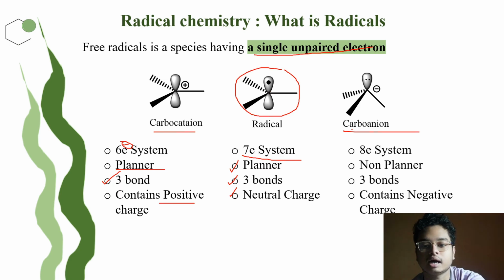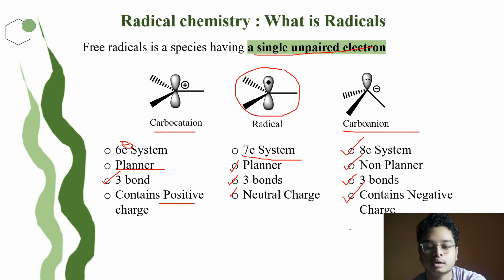In the case of a carbanion, the p orbital contains 2 electrons, and to maintain the valency it contains a negative charge. The overall species is an 8 electron system, and it is non-planar, a pyramidal one, with 3 bonds and a p orbital holding two excess electrons.